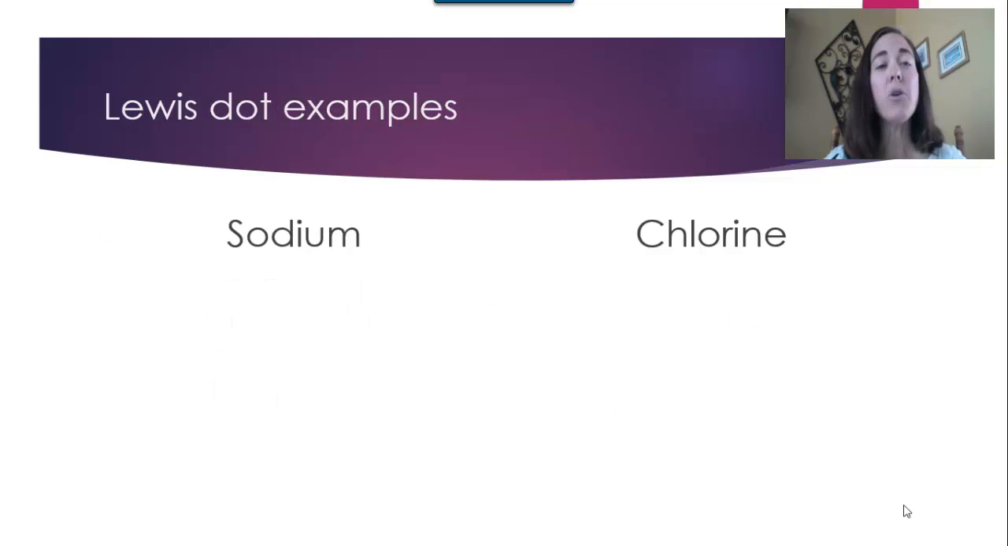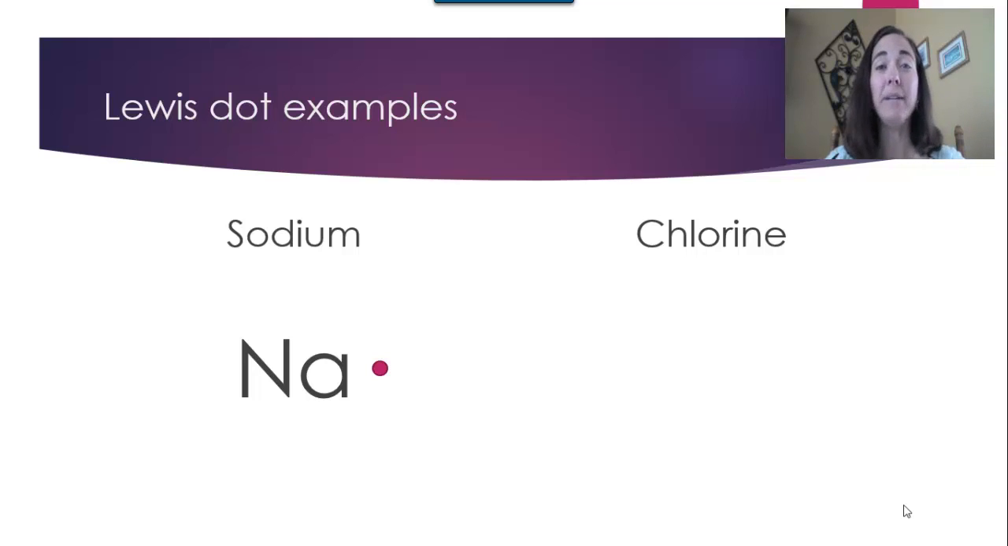We're going to look at sodium and chlorine. So let's start with sodium. We're going to write the symbol Na. Now if you get a periodic table and look, find where sodium is located, it is in group 1, which means that sodium has 1 valence electron. So we're going to represent that with 1 dot. That's the Lewis dot diagram for sodium.